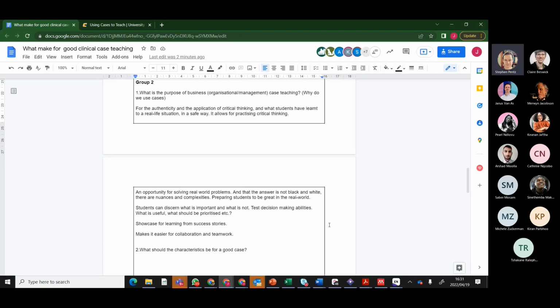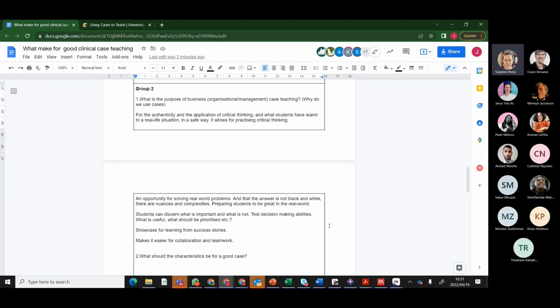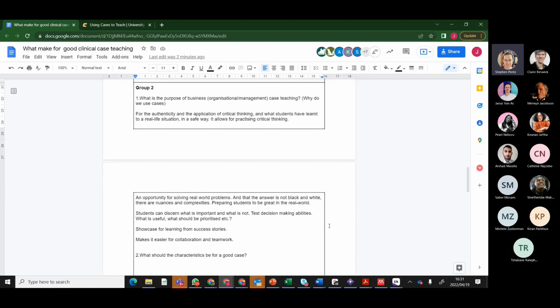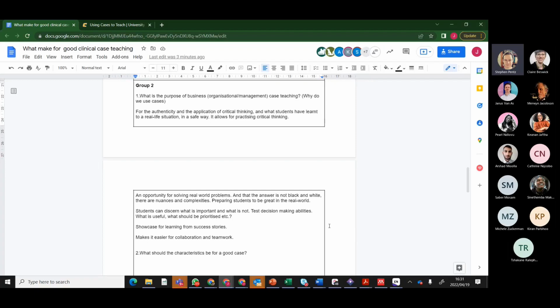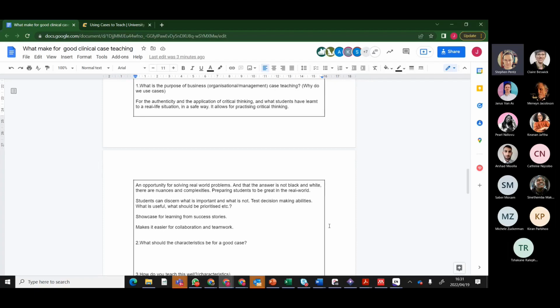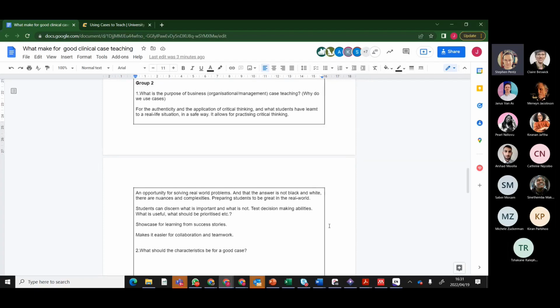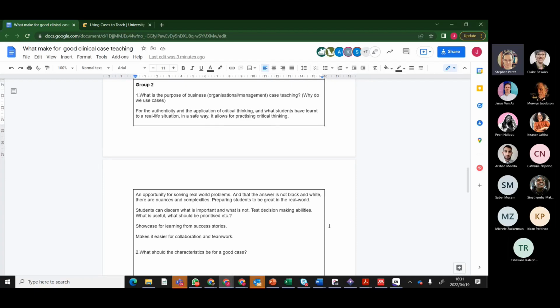And it allows for situations that are not all black and white, where there are nuances and complexities, and students have to think and make choices. And it prepares them well for those real world settings. Students should be able to discern what's important and what's not, as they make those decisions and test their decision-making abilities, and what should be prioritized. It showcases learning from successful stories too. So it's not just about identifying problems, but showing where things have gone right and why they worked. And it makes it easier for collaboration and teamwork, because students will be expected to discuss and work together.